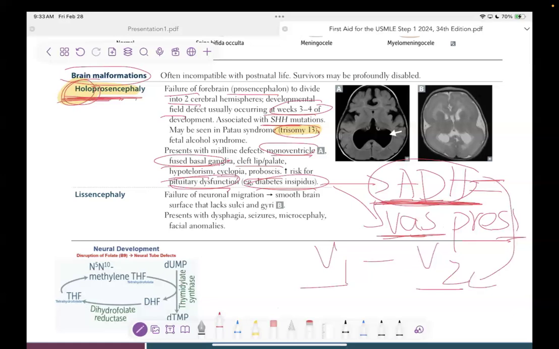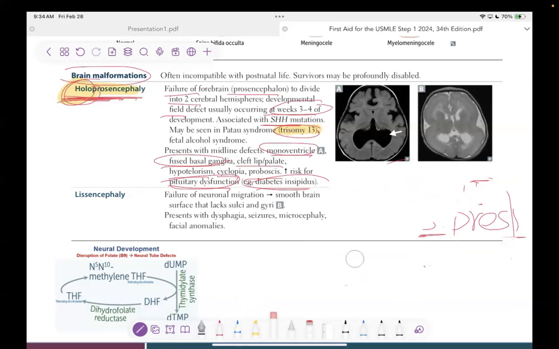ADH goes to the V2 receptor, which is in the collecting duct, and vasopressin goes to the V1 receptor, which is in the vessel. So both of them have their own receptors and their own functions. I hope this integration also helped you to know about diabetes insipidus.